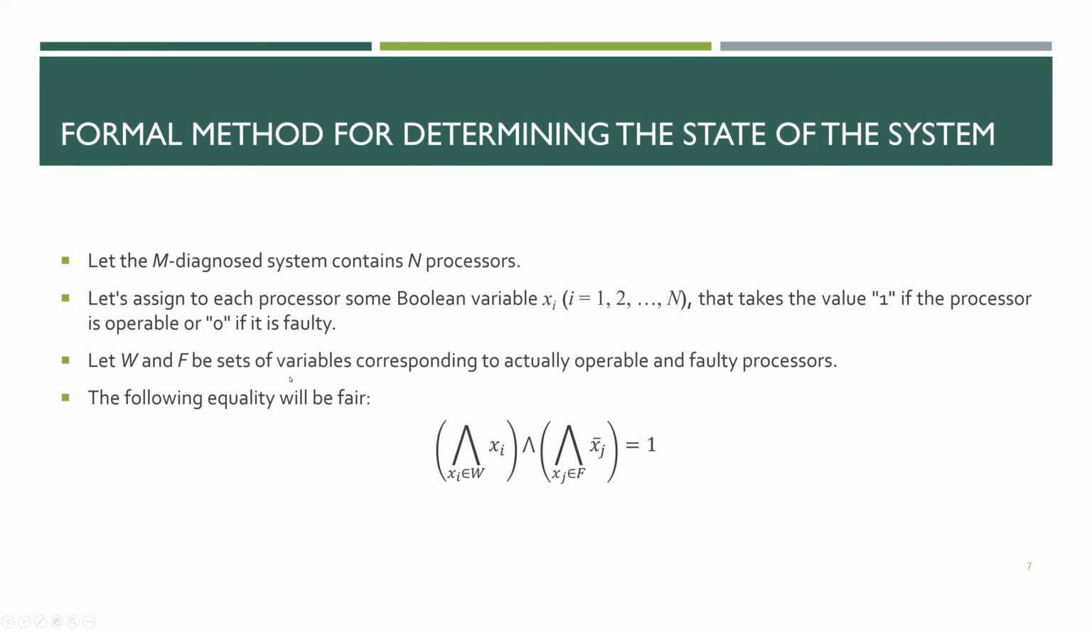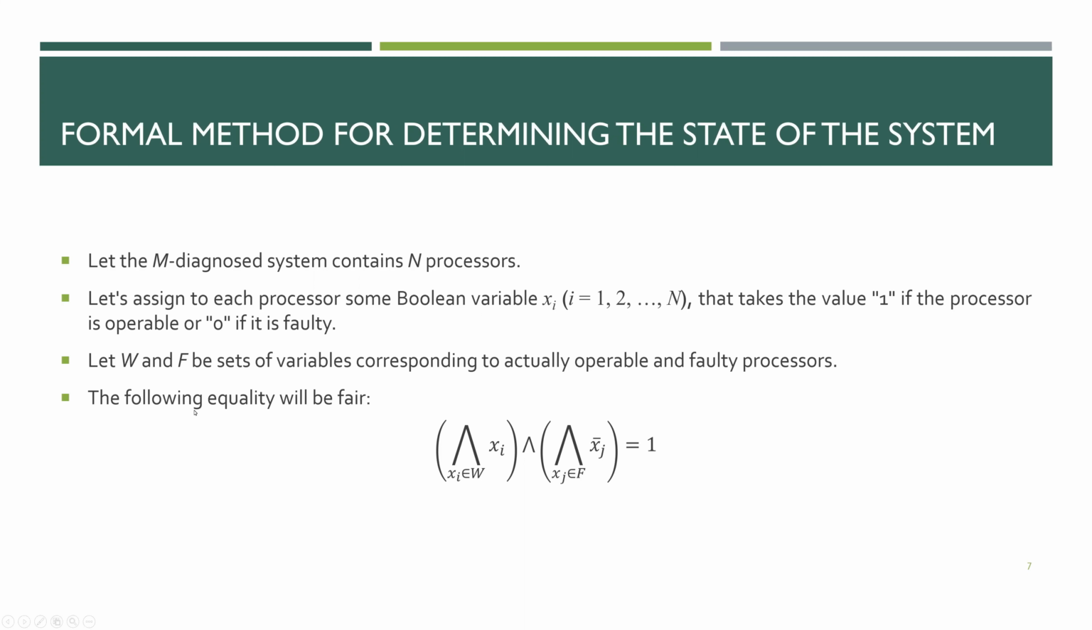And let's assume that the diagnosed system contains n processors. Let's assign to each processor some boolean variable xi, where i is from 1, 2, up to the value n, where n is the number of processors. And this variable takes the value 1 if the processor is operable and 0 if it is faulty. Let W and F be sets of variables corresponding to actually operable and faulty processors.